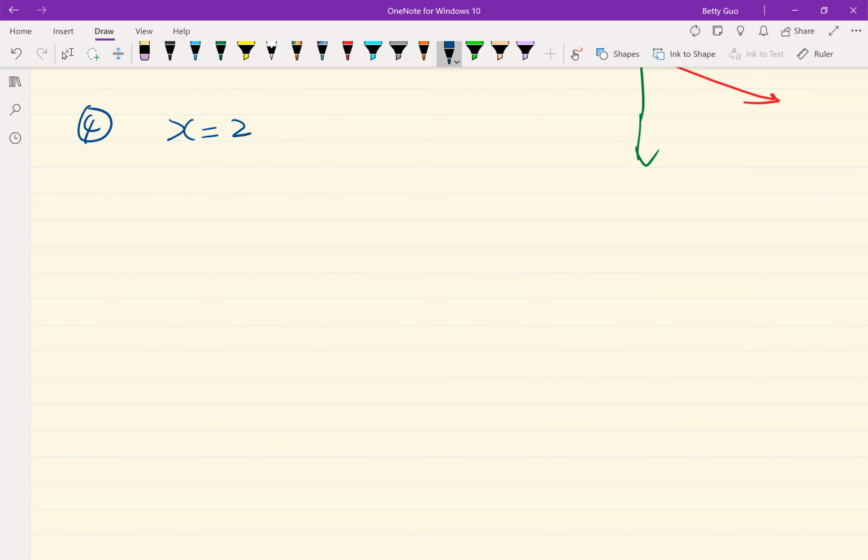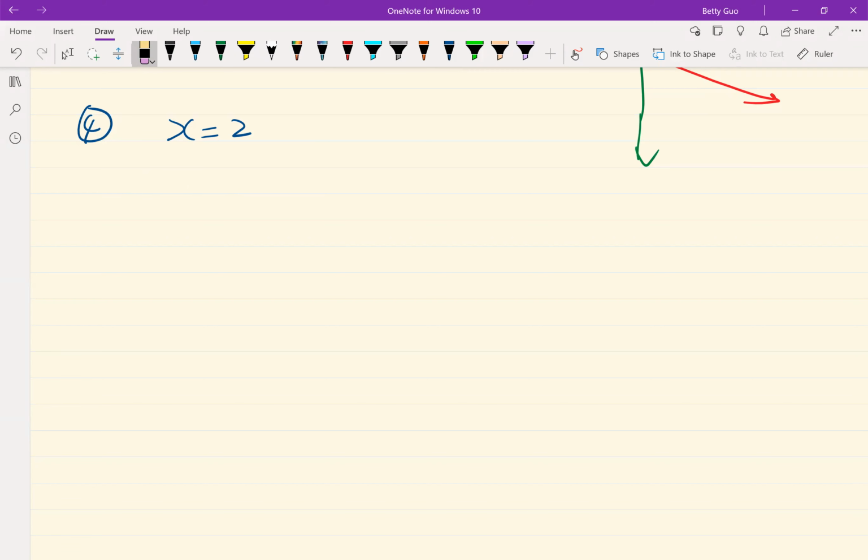Is this equation a linear equation in 2 variables? If you paid attention yesterday, is x equals 2 a linear equation in two variables? Yes or no? It is, right? It is a linear equation in two variables. You do not see variable y because the coefficient of y is 0. Remember that?